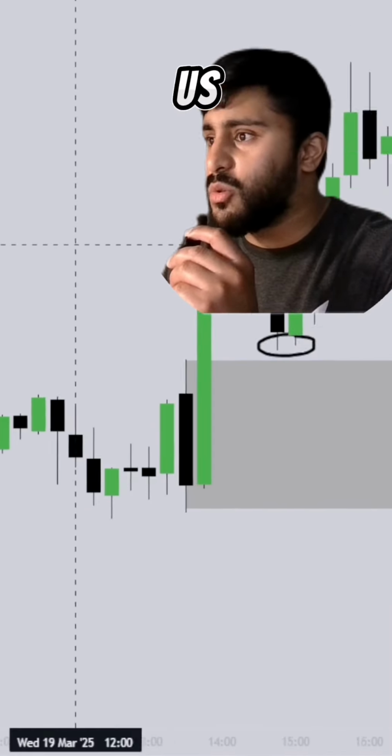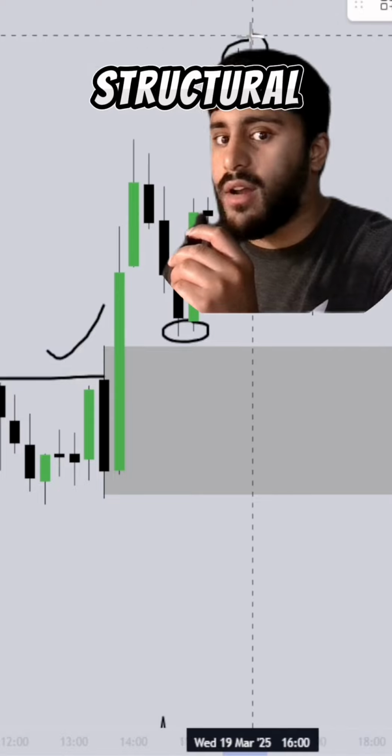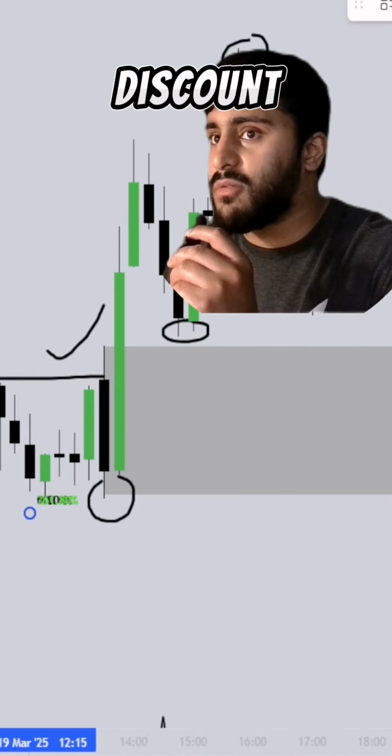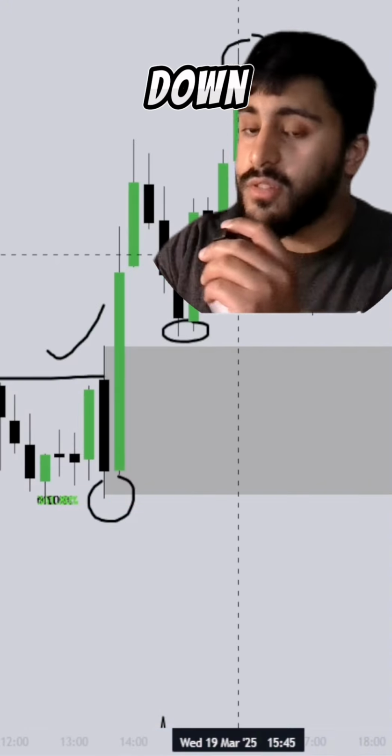So again, quickly, what makes this an order block? Well, let's break this down. We have taken out structure to the left, so we have broken some structure to the left. Tick. We also have a structural high up here. We have a structural low down here. And the fair value gap is within the discount. So we see price coming into the discount area. With that being said, now let's go down to the 5-minute time frame.